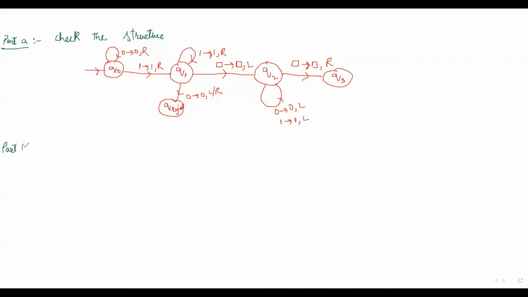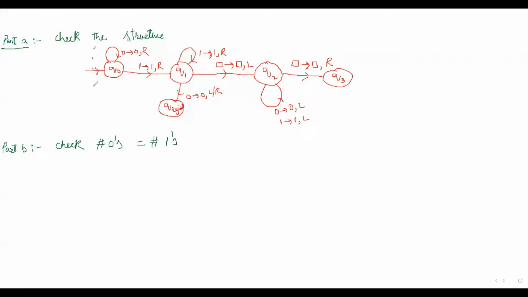What is part B? Part B is check number of zeros is equal to number of ones. So we are currently in state Q3.